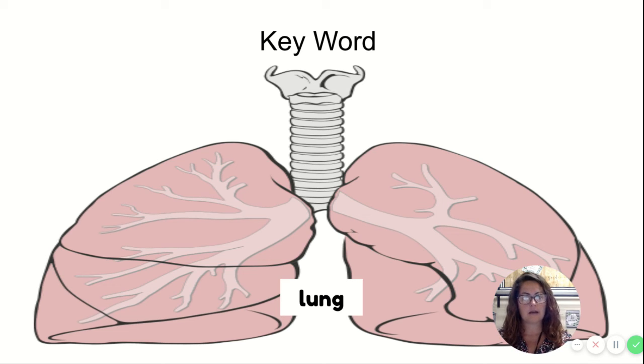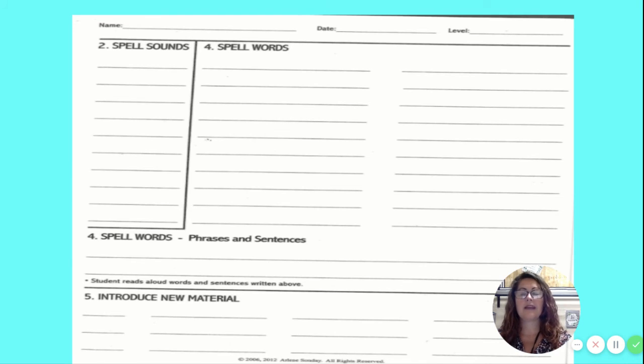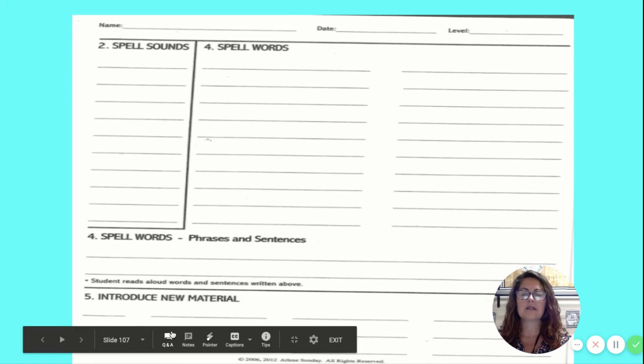Can you say lung? We breathe with our lungs. Okay, now I want you to write U-N-G, ung, 3 times in this little section here of our new material. Try not to write too big because we are going to write some words on these following lines.